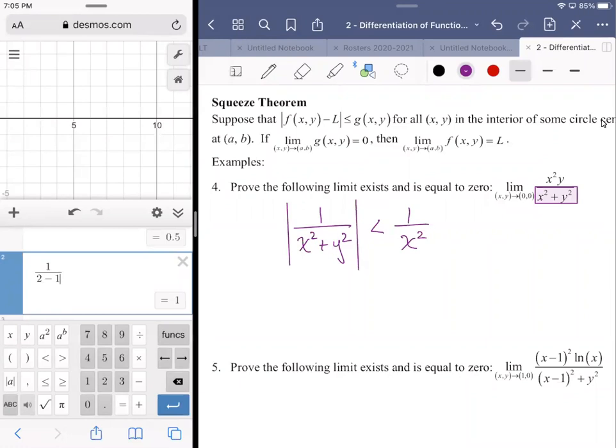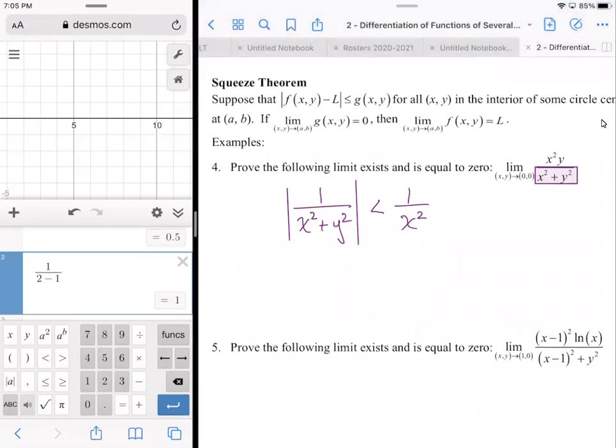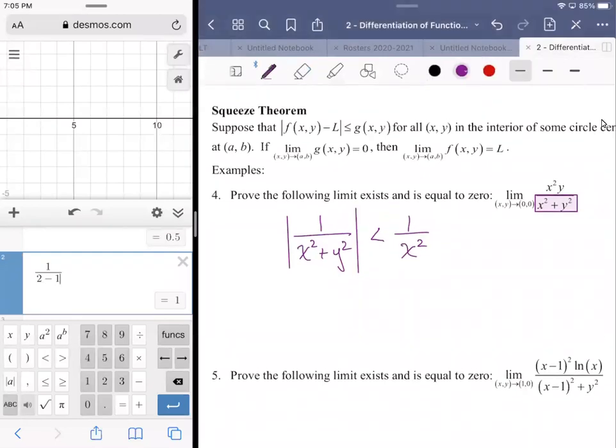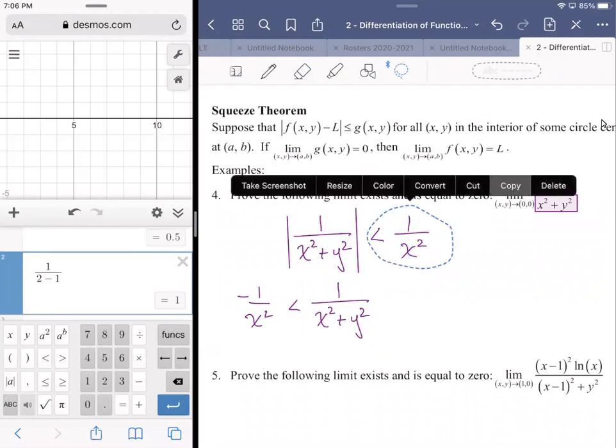If we really want the parent function out of this, we would look at the absolute value of it, to ignore any possibility of negatives, although there's no way you can get a negative out of this anyway. But what that does is it gives us a natural boundary on the low side. This yields negative 1 over x squared is less than the middle function, which is going to be less than this guy.